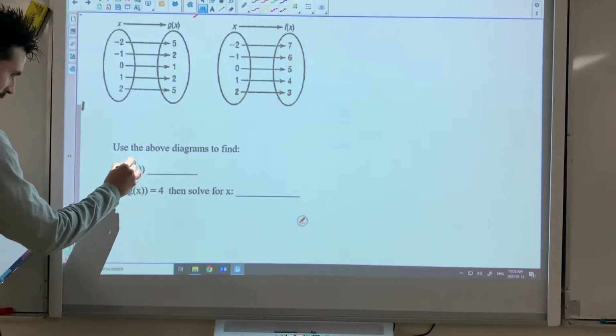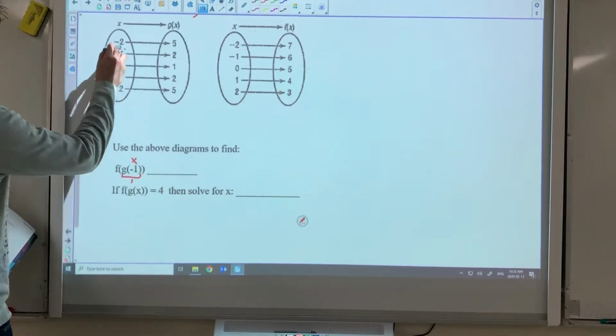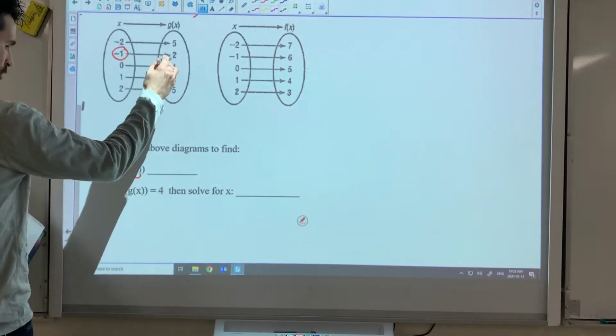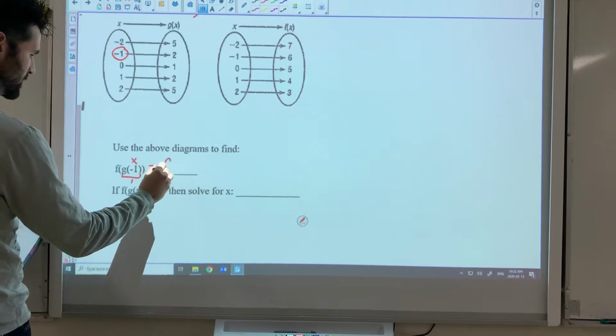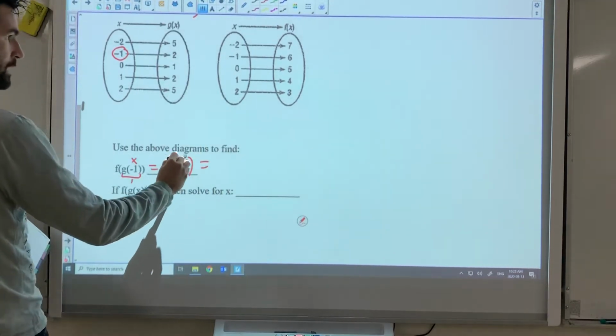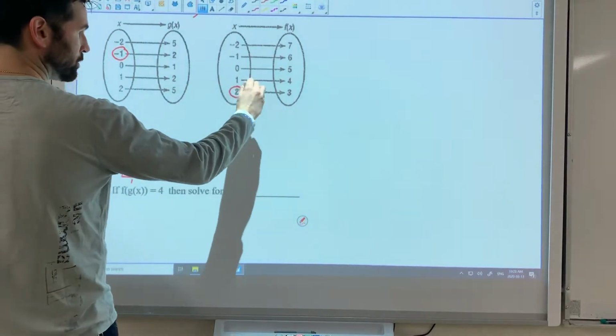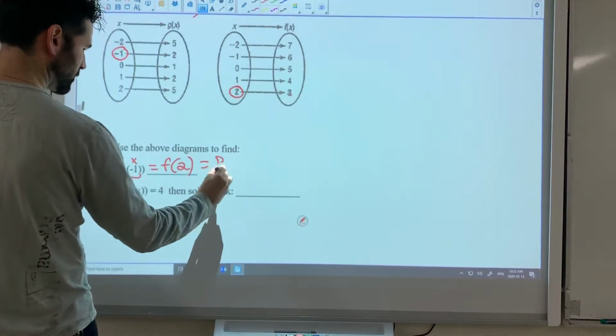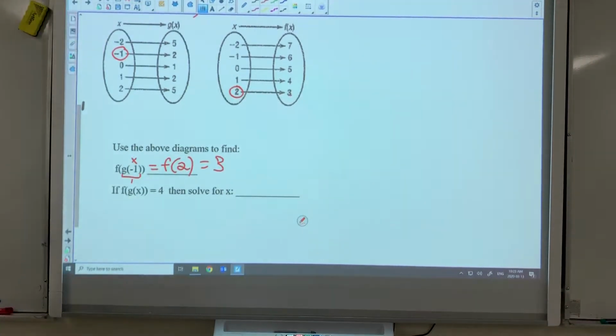So first evaluate this. When x is negative 1, we get 2. That would be the same thing as f of 2, which we then need to go, so this is x. Here we go. We get 3. So overall, you get the answer 3.